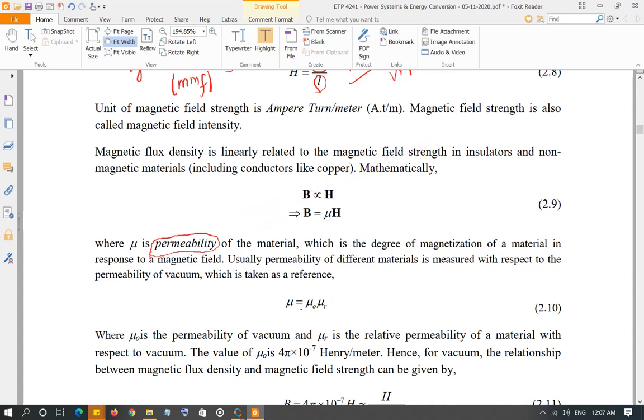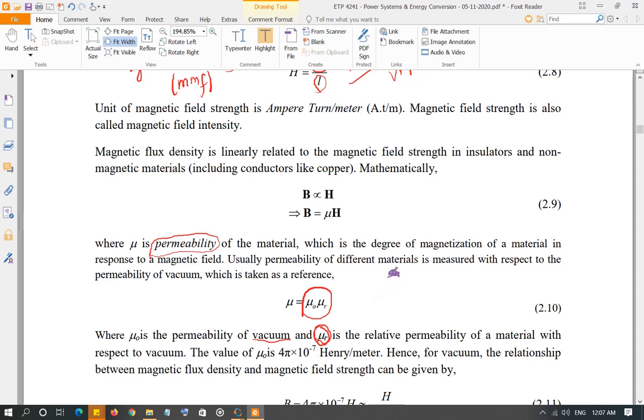Permeability of a material is calculated in general in terms of the relative permeability and mu naught, where mu naught is the permeability of the vacuum, which is taken as a standard, and mu r, the relative permeability of the material, is the permeability of a material with respect to the vacuum. That's a number that can easily be found through tables for any material. What is mu r for copper? What is mu r for iron? What is mu r for plastic, glass, or anything?